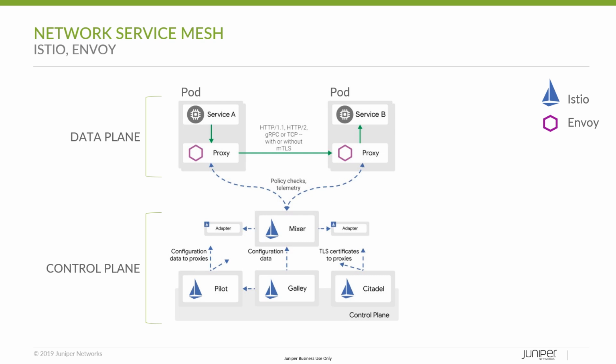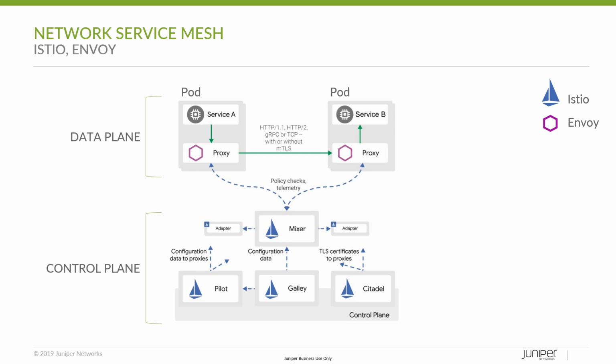An Istio service mesh is logically split into a data plane and a control plane. The data plane is composed of a set of intelligent proxies deployed as sidecars. The control plane manages and configures the proxies to route traffic and enforce policies and collect the telemetry associated to it. Istio uses the Envoy proxy, which is an open source proxy designed for cloud native applications.